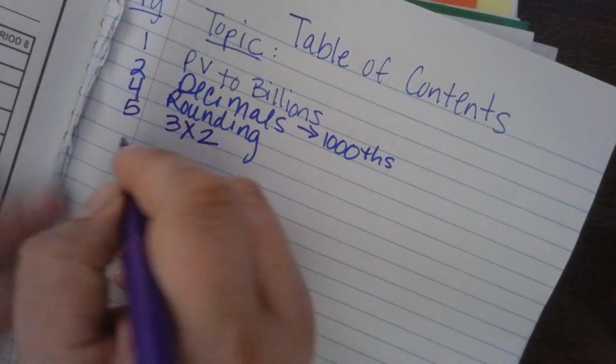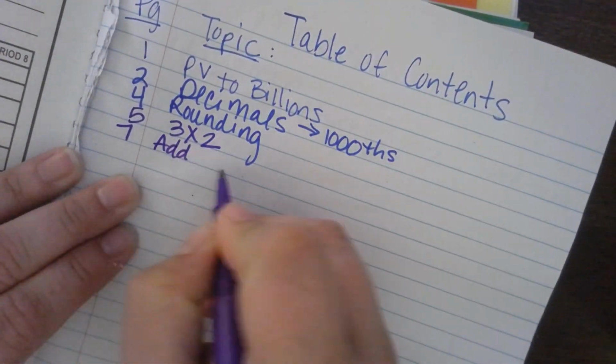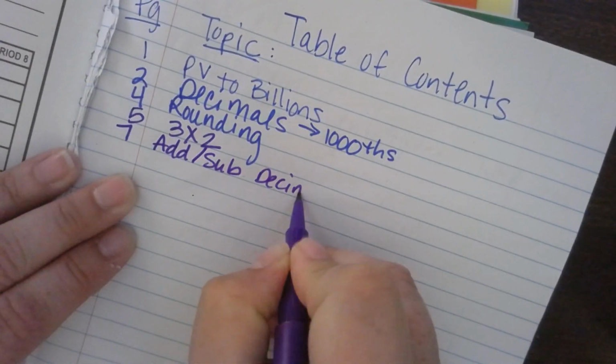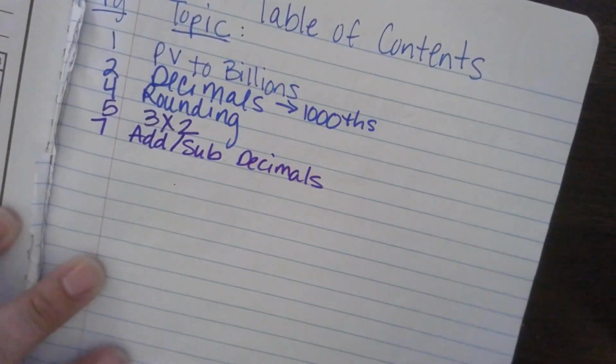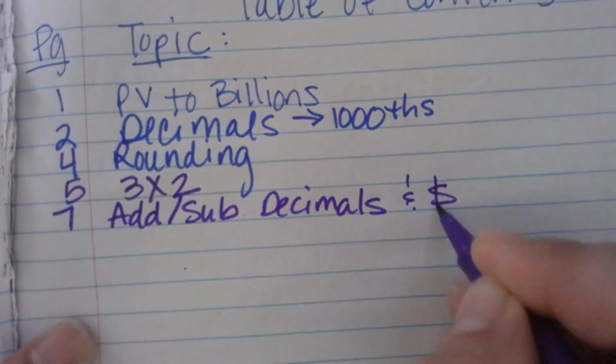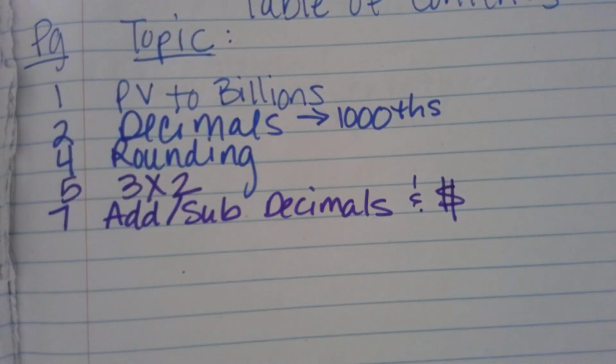Okay, put that page number in, and we're going to say add and subtract decimals. Oh, let me make that a little bigger. And I'm just going to make a money sign. Everybody good there? One second. I'm going to shorten it up a little bit.